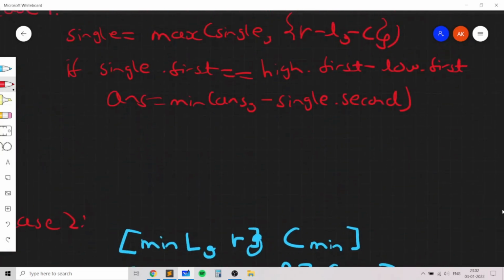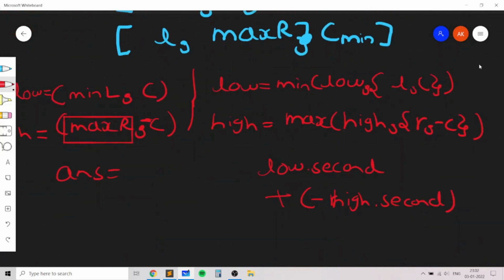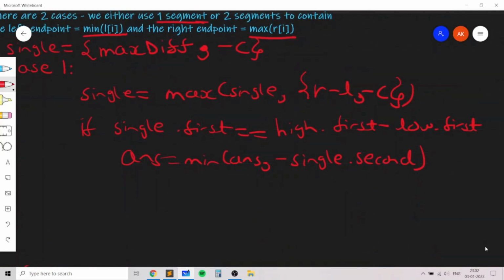And that's why first we will check for case 2 and we will set answer to be this, and then if this additional condition is met, we will also set the answer to be the minimum of answer from case 2 and the answer from case 1. So now I'll show you the code implementing the same idea.